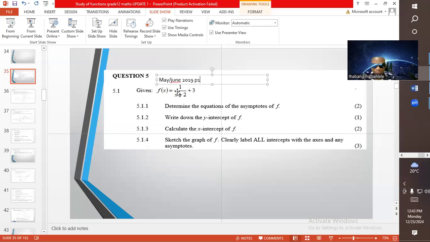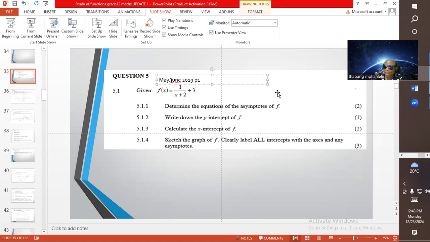We are given f of x equals 1 over x plus 2, plus 3. This is a hyperbola function, guys. Let's check what the examiner wants from us. The first question says determine the equation of the asymptotes of f. I think I've treated this kind of question several times. If you're following me, you'll realize that it's been a while finding the equation of the asymptotes of f.